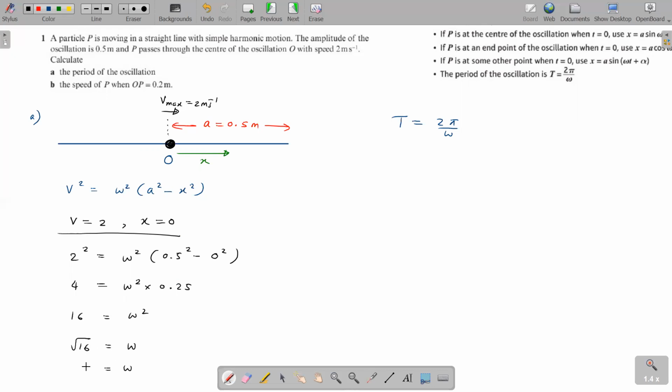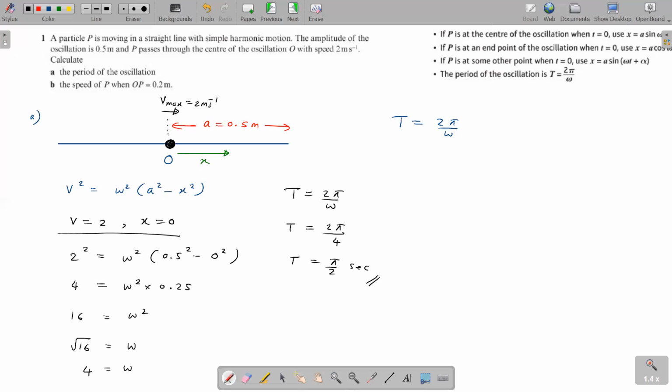So omega is a positive constant. Take the constant 4. So omega is 4. And then what do we do? To get the periodic time, T equals 2 pi over omega, which means periodic time is 2 pi over 4. Periodic time is pi over 2 seconds.